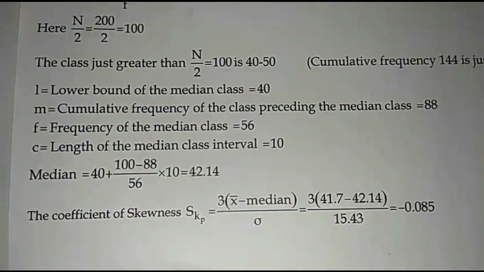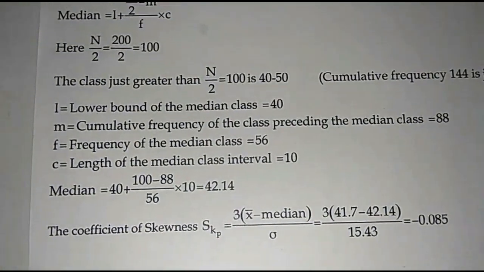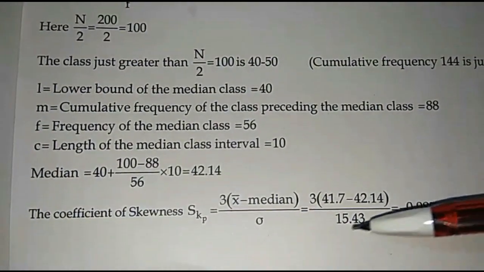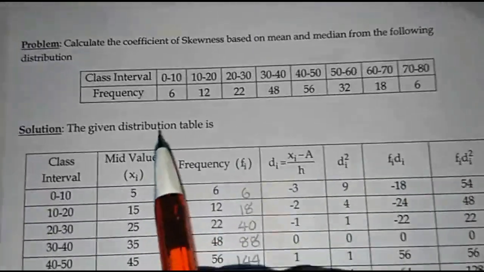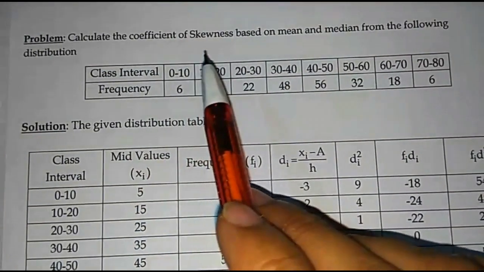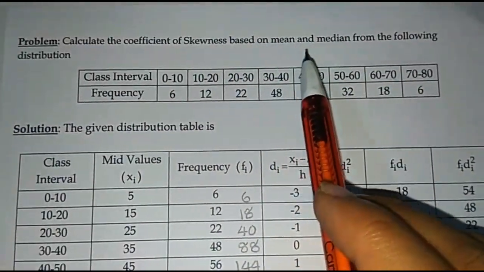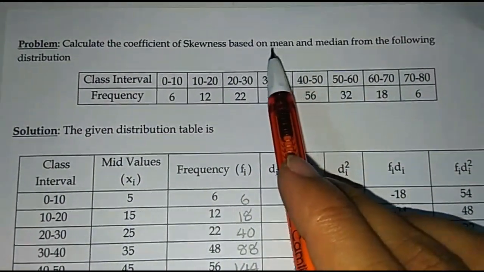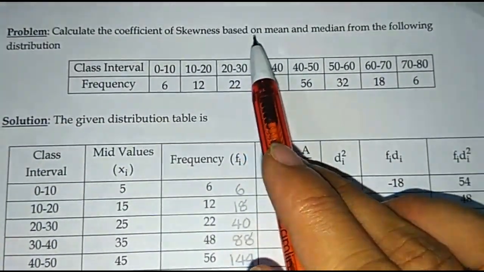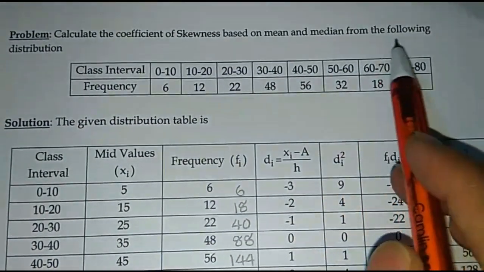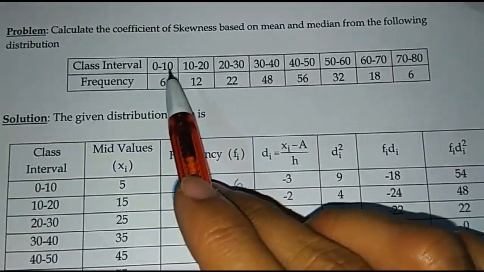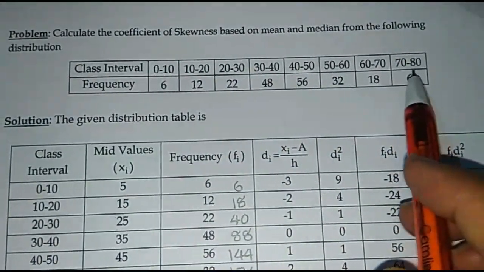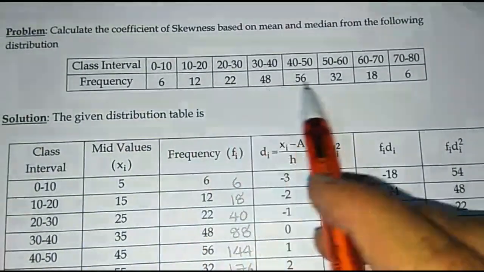In this video, we calculate the coefficient of skewness of the given distribution by using the formula 3 into x bar minus median divided by standard deviation. Now, the given problem is to calculate the coefficient of skewness based on mean and median. We have to evaluate the skewness based on mean and median from the following table. Given class intervals 0-10, 10-20 up to 70-80 and frequencies 6, 12 up to 6.